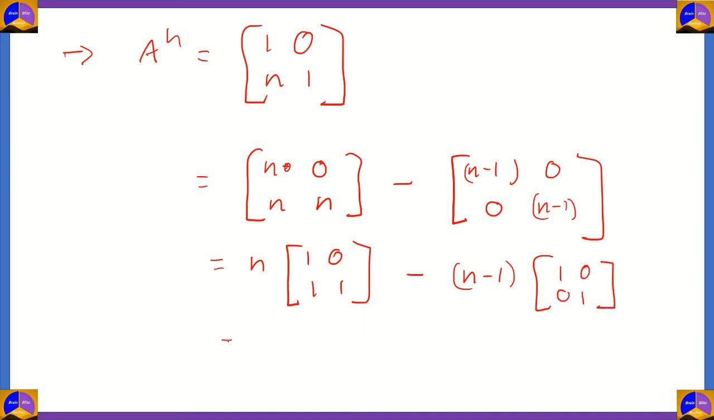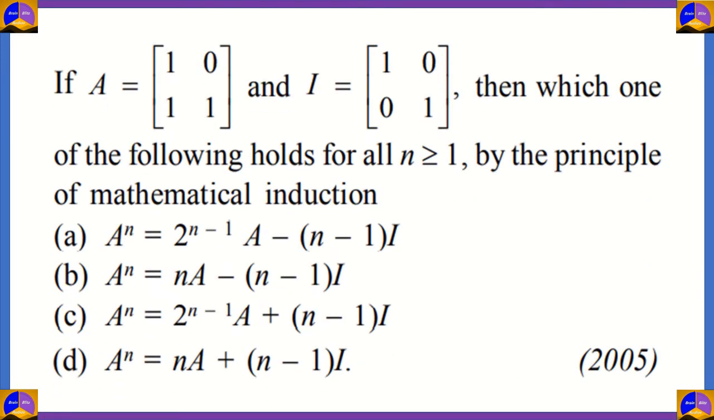Now you know [1, 0; 1, 1] is A, and [1, 0; 0, 1] is I, so therefore the value of A raised to n will be equal to n times A minus n minus 1 times the identity matrix I. So this is the correct expression, and if you look at our question, which was asked in 2005, then you will notice that option B is the correct option. This is an easy way to find out the actual answer for this question. Otherwise, we have to use the principle of mathematical induction, which goes along the standard method.